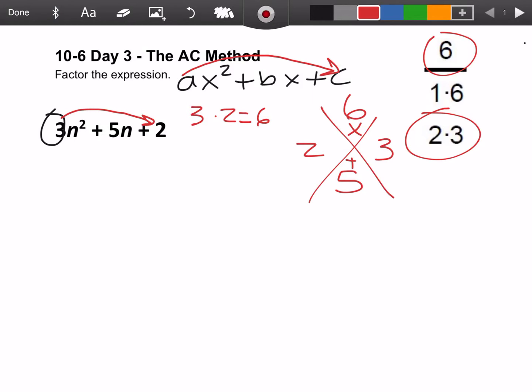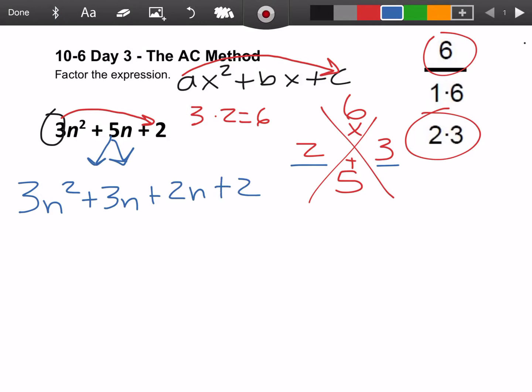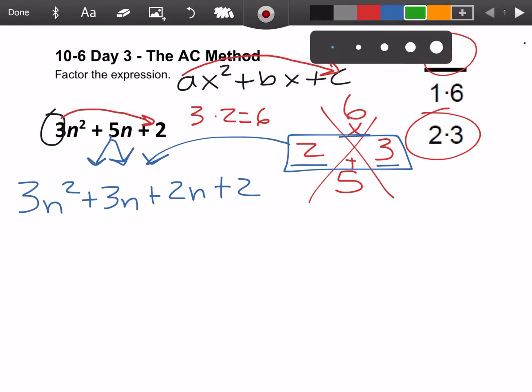But now what we're going to be doing is something a little bit different. We're going to come over to our equation, and we're actually going to split up this 5n into 2 and 3. So I'm going to say it's going to be 3n squared plus 3n plus 2n plus 2. These two numbers came over right in the middle there.